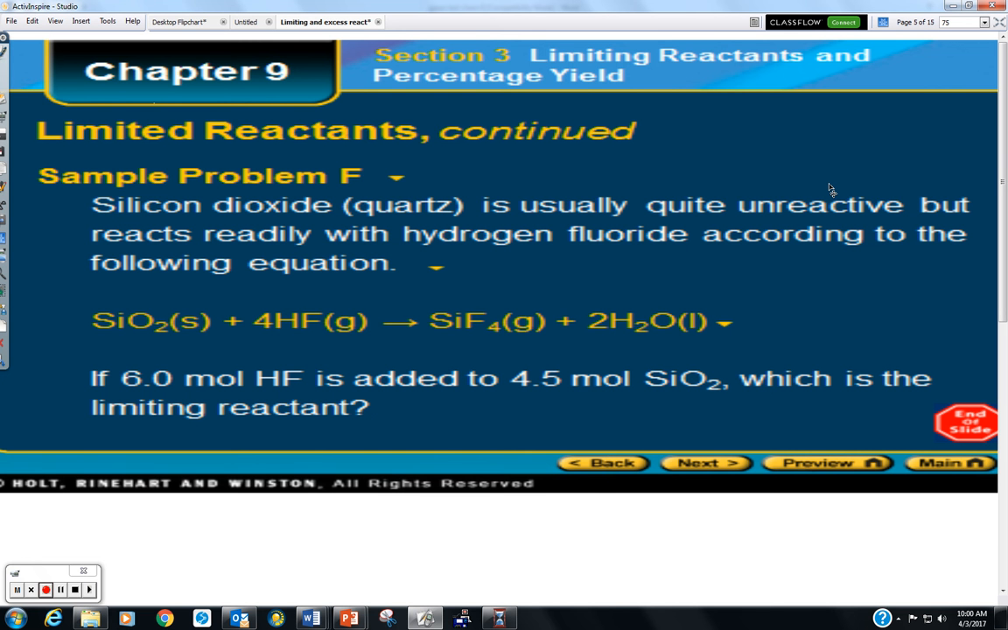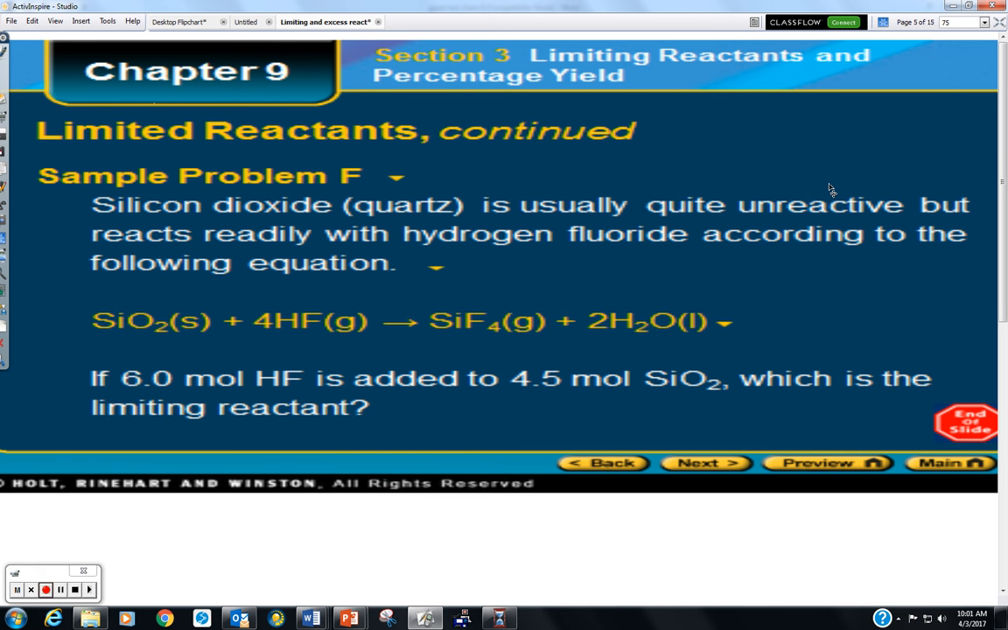All right. So this one is an example of a limiting reaction problem. We want to be able to determine which one of these is the limiting. So in these, let's start it off. Silicon dioxide, which is also known as quartz, is quite unreactive but reacts readily with hydrogen fluoride or hydrofluoric acid according to the following reaction. Silicon dioxide plus 4 hydrogen fluorides yields silicon fluoride plus H2O.